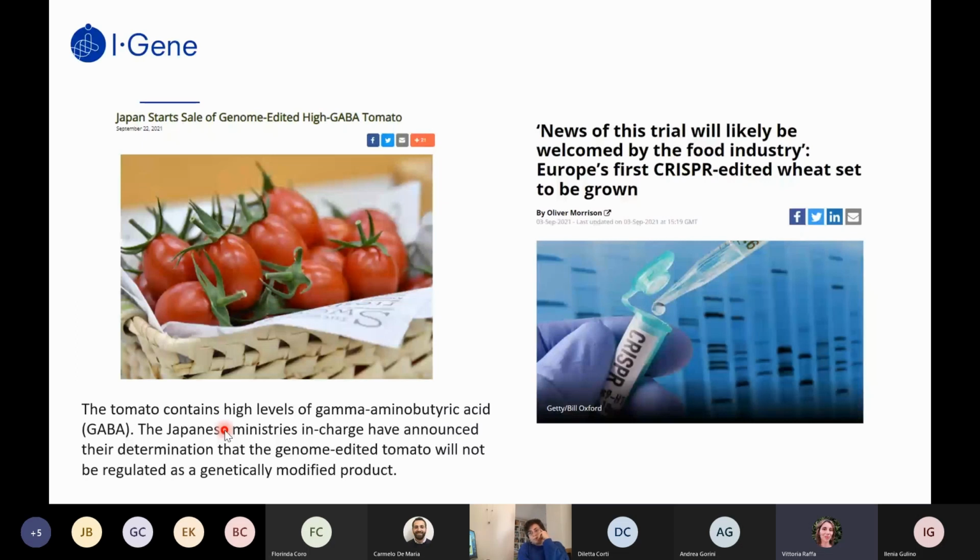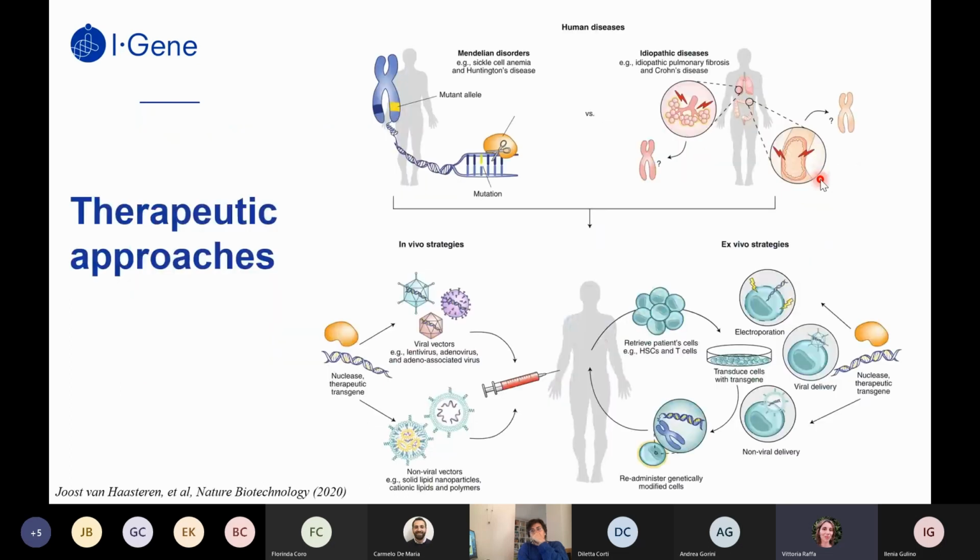Let's say this is on the way. The country in the most advanced stage is the UK. In the UK, there are many trials testing CRISPR, and I guess that in a few months, maximum one year, we will have this on the UK market as well. Okay. Well, but what about the therapeutic applications?